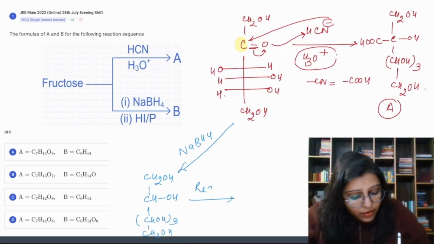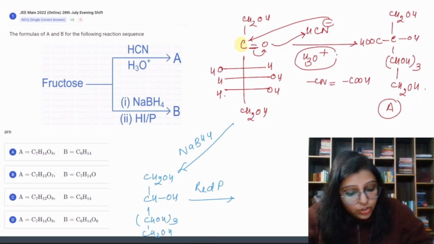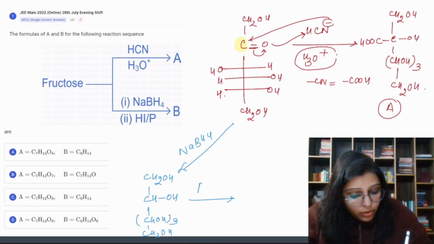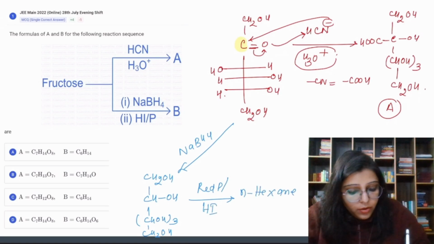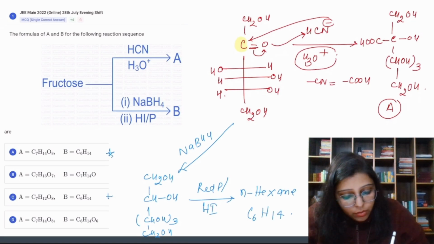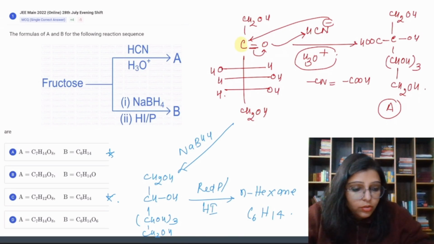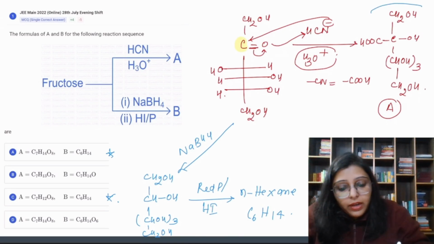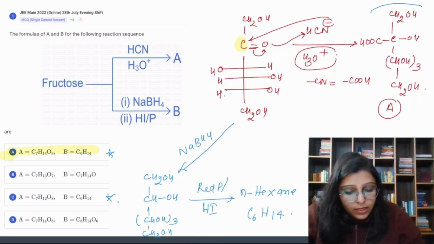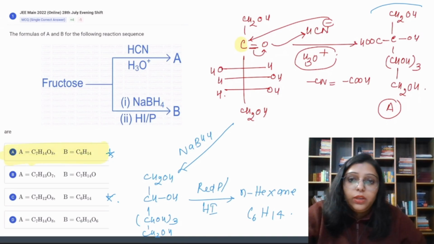And in the presence of red phosphorus and HI, we get n-hexane. What is the formula for hexane? C6H14. Now we can have either option A or option C. So you have to find out the total number of carbon atoms and hydrogen atoms. Then you can find the correct answer. Option A is the correct answer given over here.